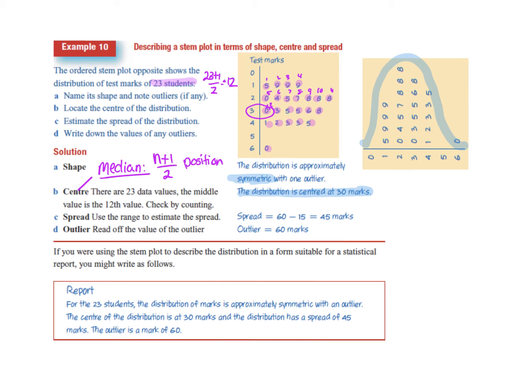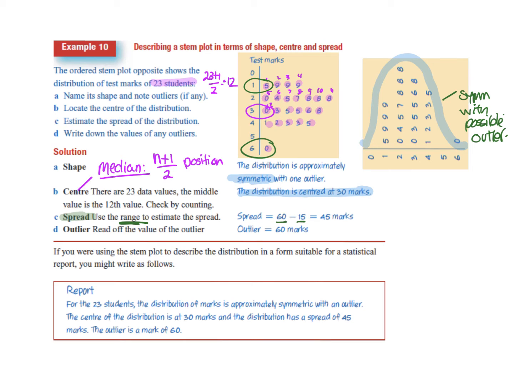With the spread, the spread is just the range. So you get the maximum minus the minimum. This is where they got 60 minus 15 for the spread, and there was a possible outlier at 60. So when we comment on the shape, we should probably say it's symmetric with a possible outlier. Okay, and then you'll be covered there.